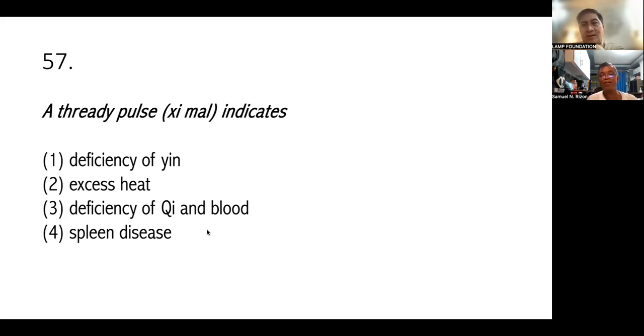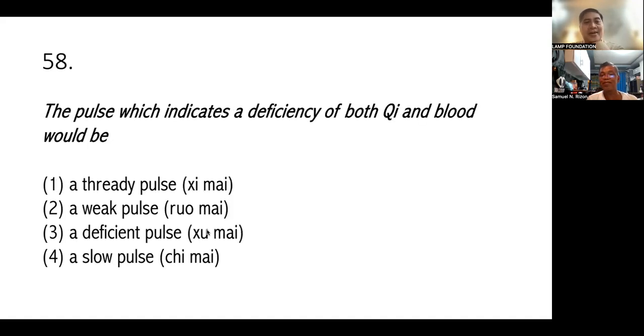Spleen disease, definitely it's not ready. Hindi ready po. Anong pulse? Kasi kung mag-spleen disease ka, magkakaroon ka ng food stagnation also. So the pulse would be something like rolling. Great. Number 58. The pulse which indicates a deficiency of both qi and blood would be thready, thin pulse because it's blood deficient, and weak as well kasi deficient din po ang qi. And then deficient pulse, but not slow because this is not actually cold.